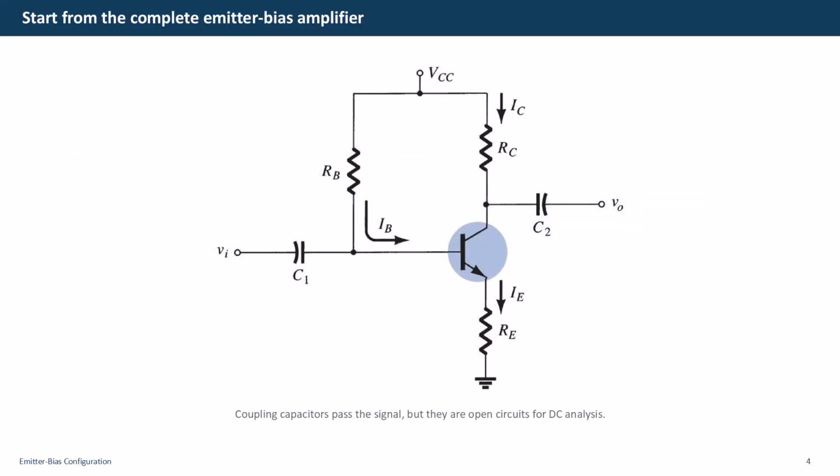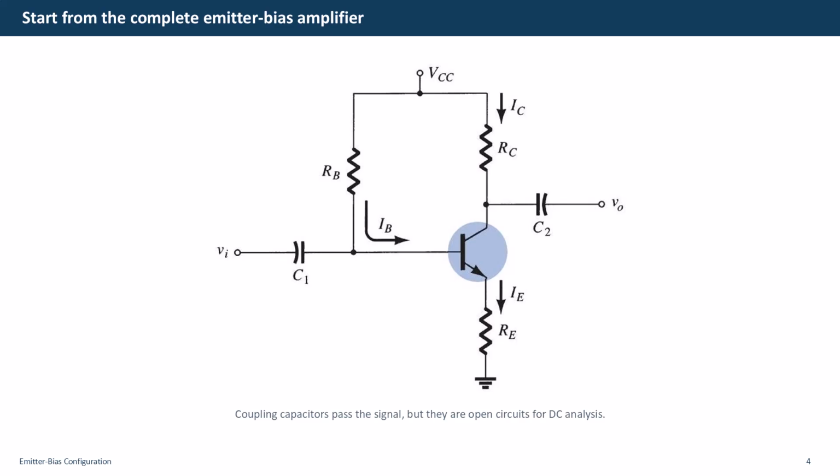This is the complete common emitter amplifier. The input signal is coupled to the base through capacitor C1 and the output is coupled from the collector through capacitor C2. For DC analysis, both capacitors are open circuits, so the signal source and load are disconnected from the bias network. What remains is the supply VCC, the base resistor RB, the collector resistor RC, the transistor, and the emitter resistor RE. The emitter resistor is the key addition compared with simple fixed bias.